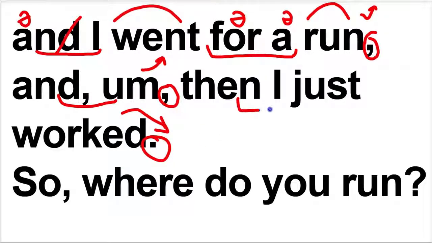Then he connected this ending consonant to the beginning vowel, the diphthong I, to smooth that out. Then I just worked. Did you notice Tom dropped the T here? We did not get just worked. He didn't release it. This happens often when we have a word that ends in a cluster with a T, when the next word also begins with a consonant. In these cases, often the T will get dropped.